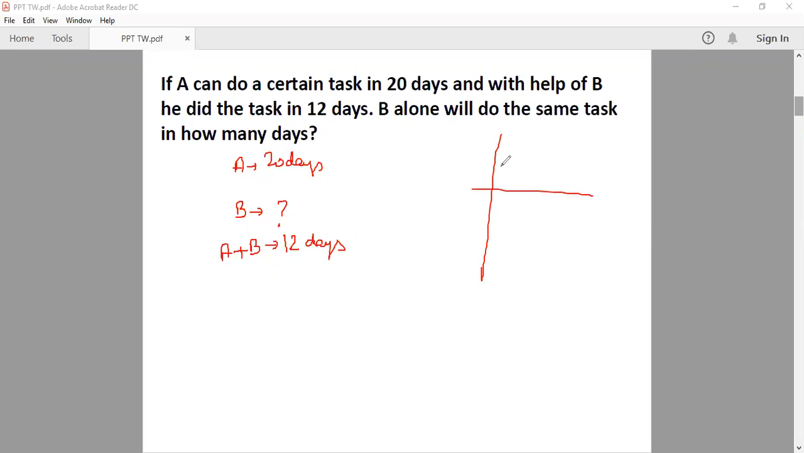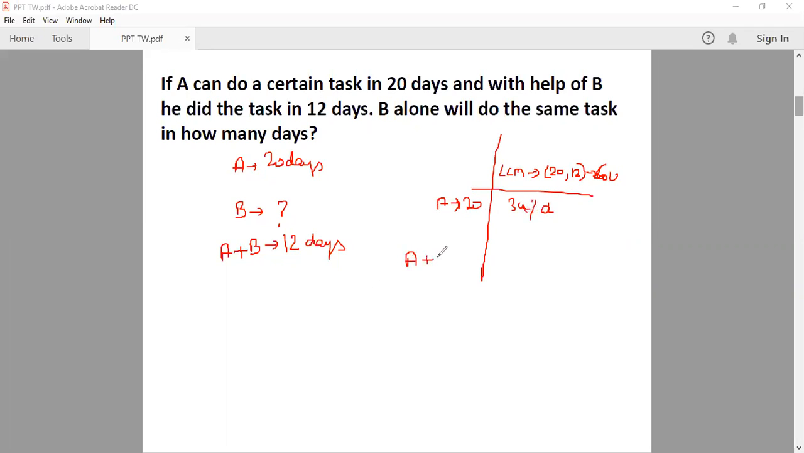What happens in unitary method? I assume the work to be something. What is the work? Work is the LCM of 20 and 12. What is the LCM of 20 and 12? 60 units. I can assume the work to be 60 units or any multiple of 60 units. It won't matter much. Since A can complete a work in 20 days and the work is 60 units, that means A is doing 3 units per day.